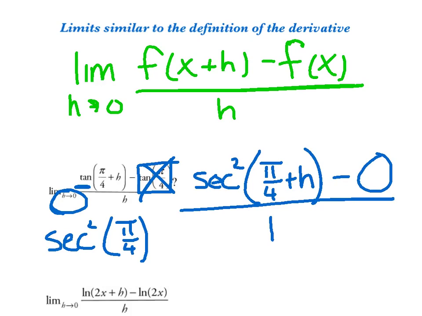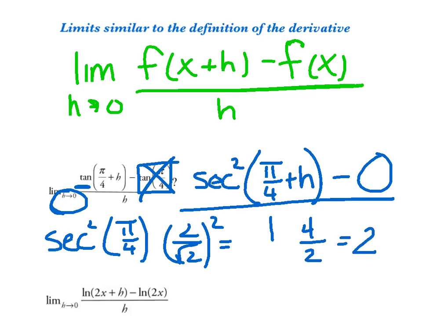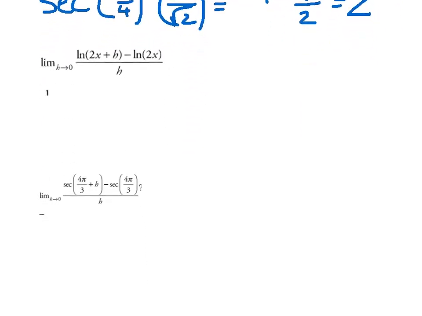Secant squared of 45, so I'm thinking cosine of 45 is radical 2 over 2. So if I flip that, I get 2 over radical 2. And then, of course, secant squared. So I would say that's 4 over 2, or just 2. Now, that's typically easier than the next example I'm going to show you.